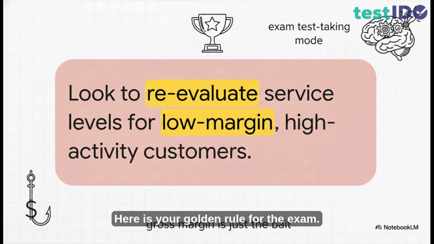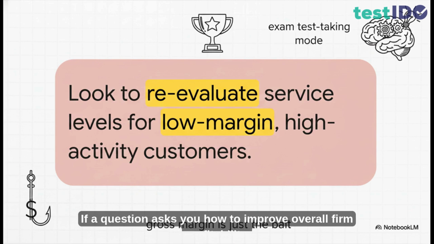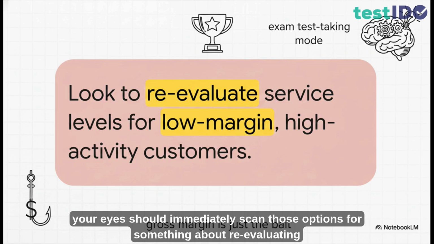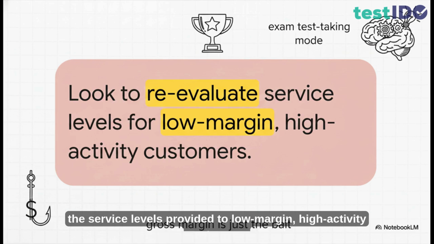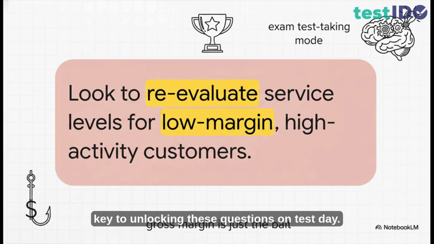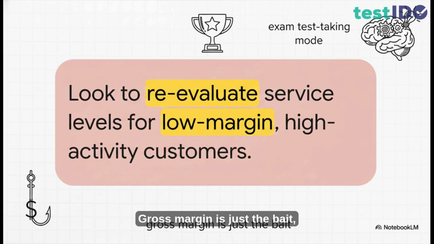Here is your golden rule for the exam. If a question asks you how to improve overall firm profitability, your eyes should immediately scan those options for something about reevaluating the service levels provided to low-margin, high-activity customers. Just remember, those hidden costs of service are the absolute key to unlocking these questions on test day. Gross margin is just the bait, cost to serve is the actual catch.